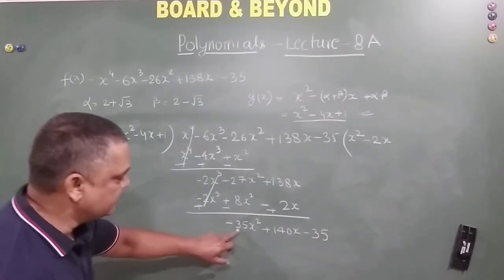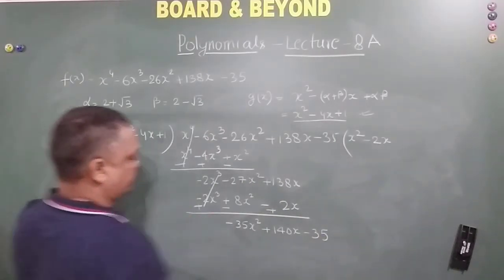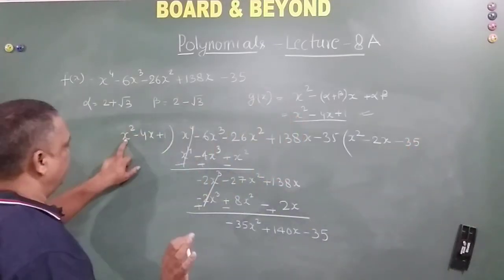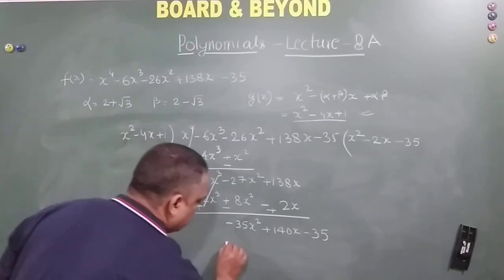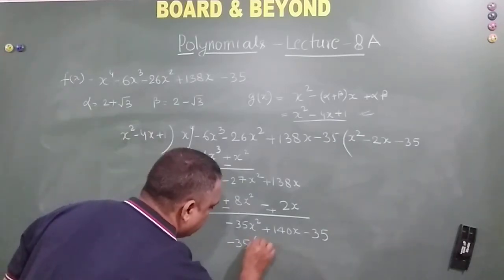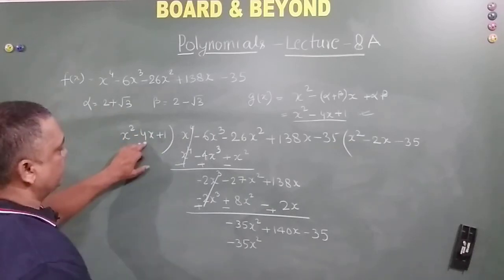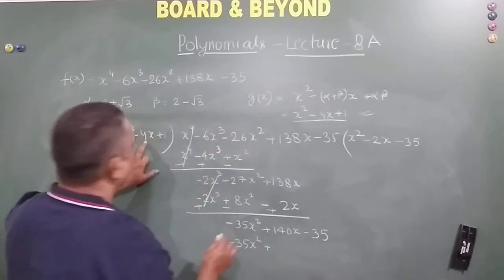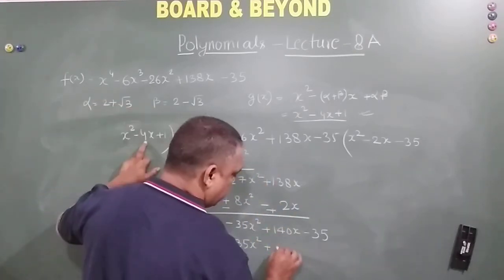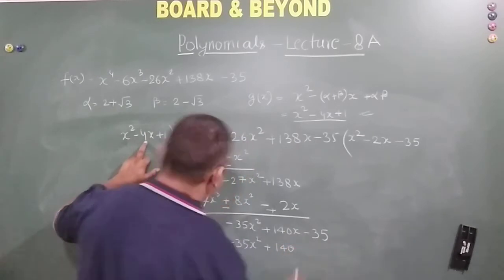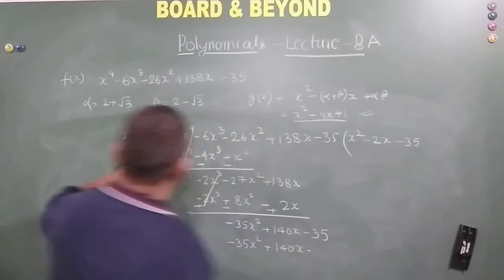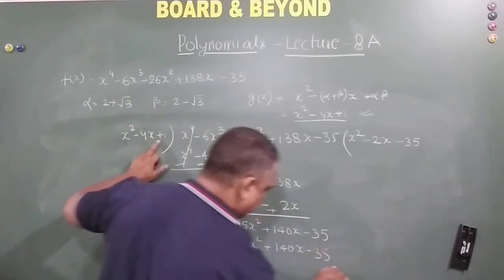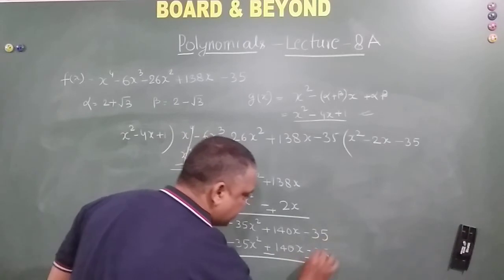Now I need to eliminate this minus 35. So what I do is I write minus 35 simply here. I think that's it. Minus 35 x square. Now this is 4, minus into minus is plus. 4 into 35 is nothing but 140. Okay, and x minus, plus into minus is minus 35. Plus minus plus.